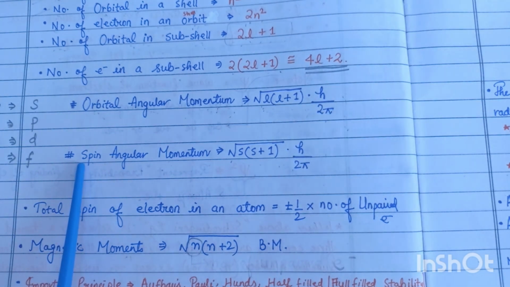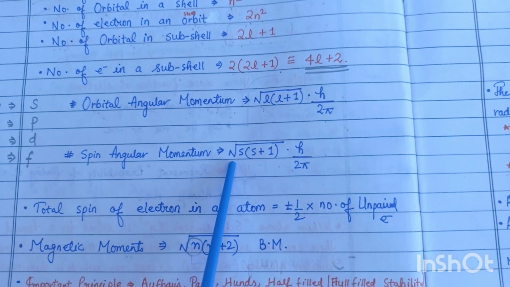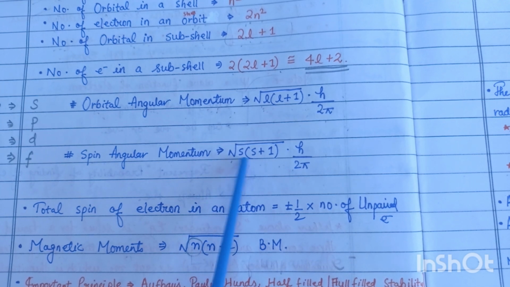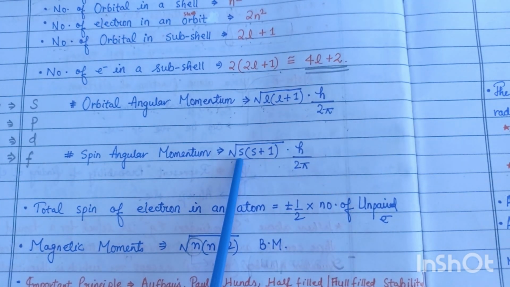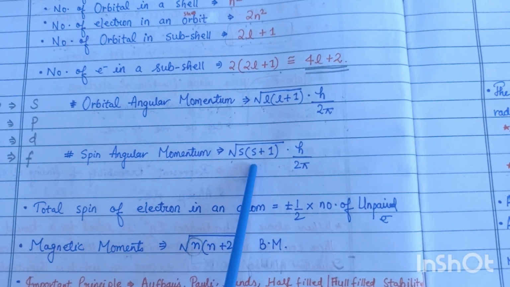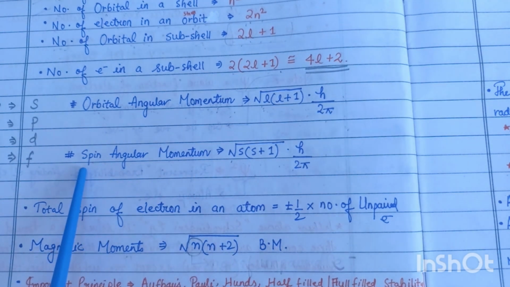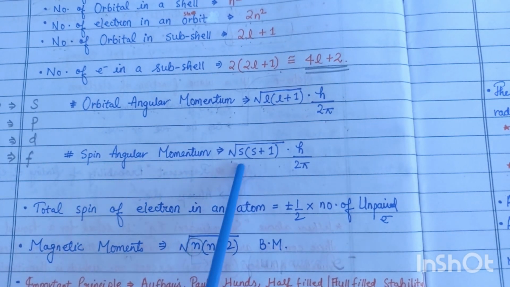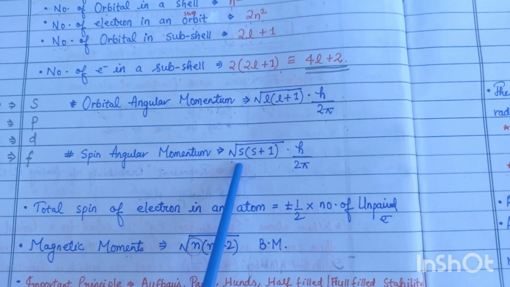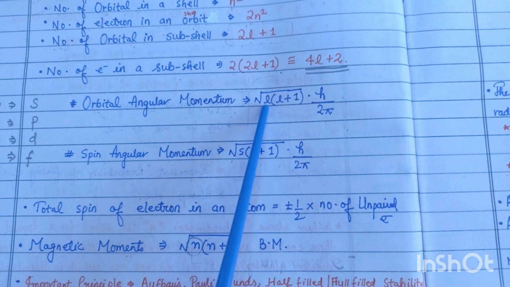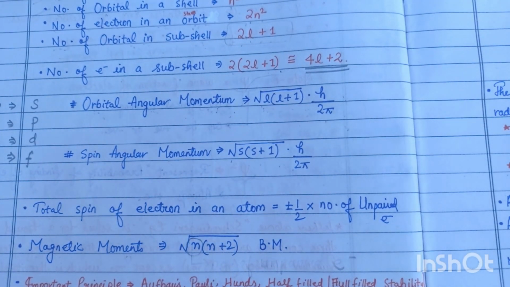Similarly, to calculate the spin angular momentum, it is square root of s(s plus 1) times h upon 2 pi, where s is the spin of the electron. Both formulas are almost similar. Just replace l by s if you want the spin angular momentum, and replace s by l for the orbital angular momentum, and put in the value accordingly. These questions are very simple and only value-put based.